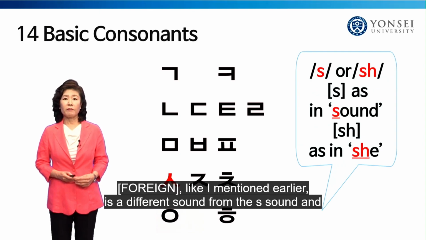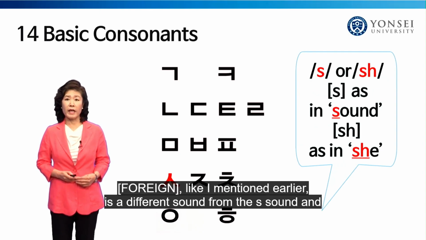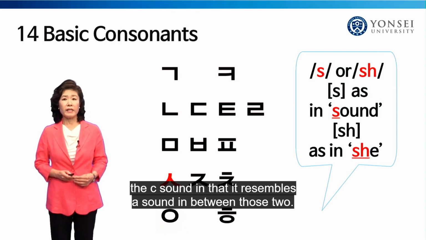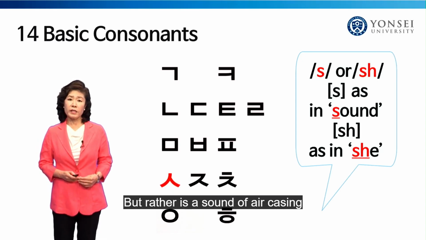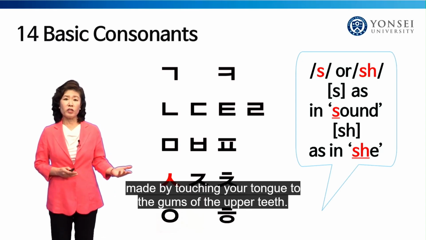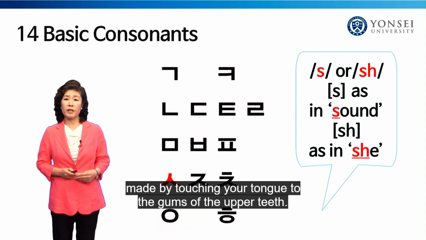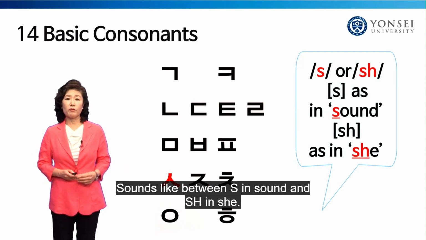Shiot, like mentioned earlier, is a different sound from the S sound and the C sound, in that it resembles a sound in between those 2, but rather is a sound of air escaping made by touching your tongue to the gums of the upper teeth. Sounds like between S in sound and SH in she.